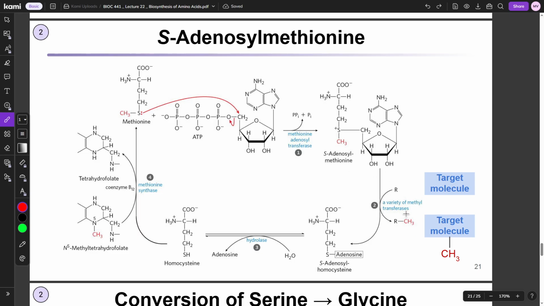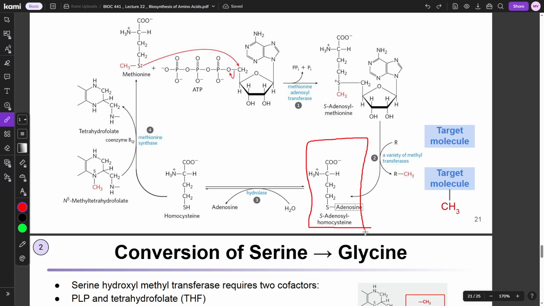And then from there you have this S-adenosyl homocysteine, which is adenosine basically attached to methionine, but it's not really methionine because it's technically cysteine, but there's actually 1 carbon extra, so that's why it's called homocysteine. But then you use a hydrolase on it to remove the adenosine, so now you can recycle this adenosine.